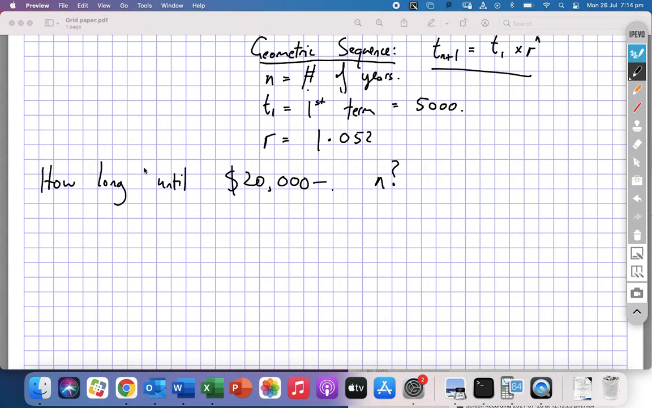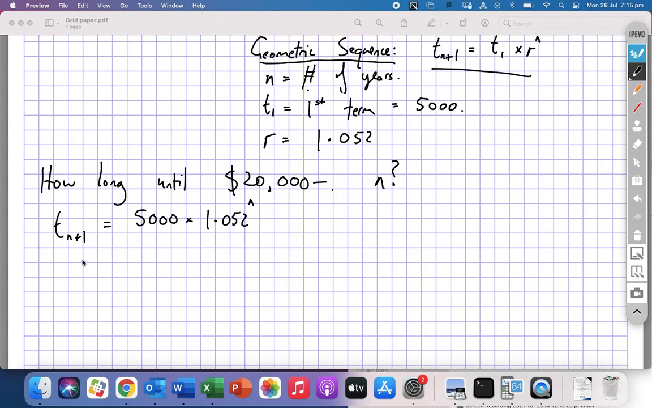Right? So this is an unknown powers question which requires logs to solve, unless you want to graph it. So we would say we've got this formula that works out what our terms are at the end of each year. 5,000 times 1.052 to the power of n.